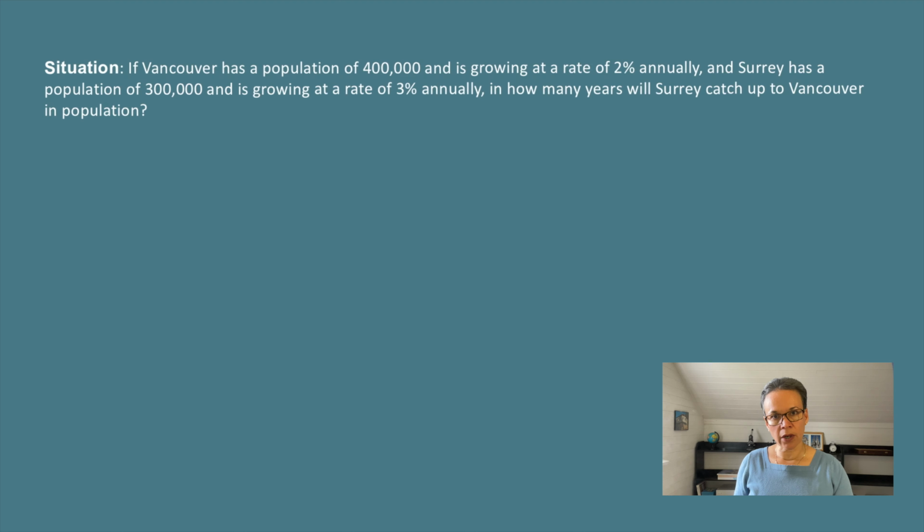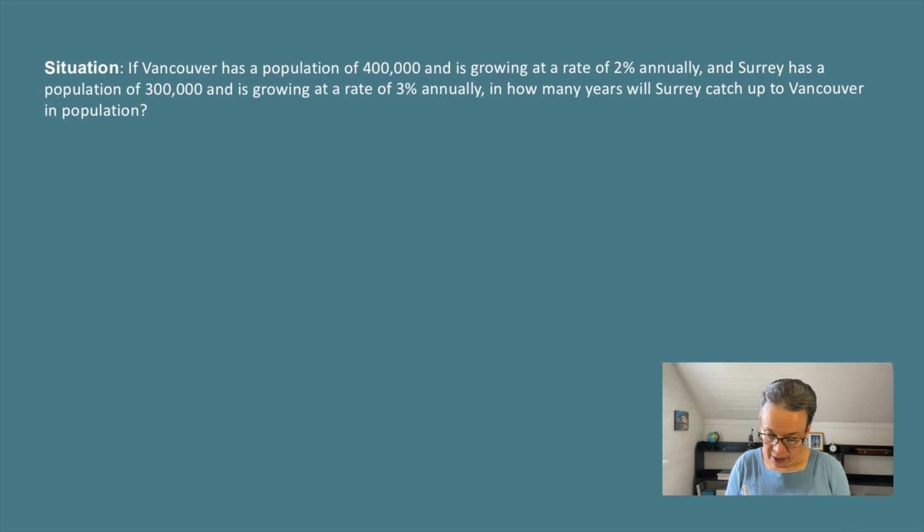So we're going to start by splitting all the information that we have that corresponds to Vancouver and that corresponds to Surrey. I'm going to be using P here for population. All right, so let's do Vancouver.